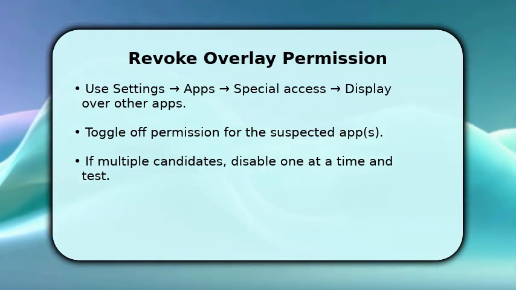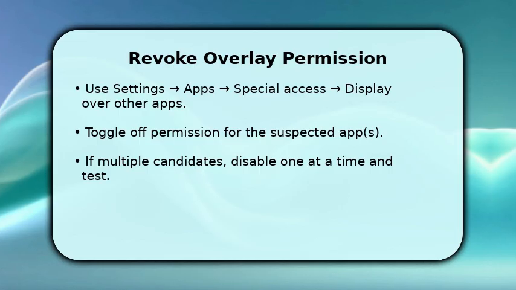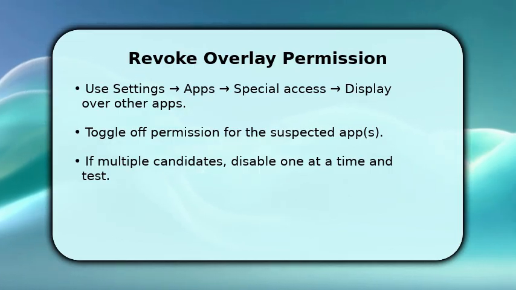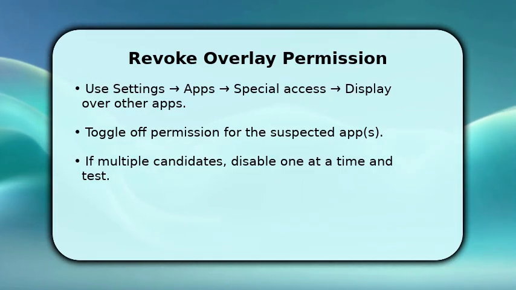Go to Settings, Apps, then Special Access and choose Display over other apps. This view lists who can draw on your screen. Once you find the culprit, toggle the permission off and immediately test the app you were trying to use. If the issue persists, repeat by disabling the next candidate.